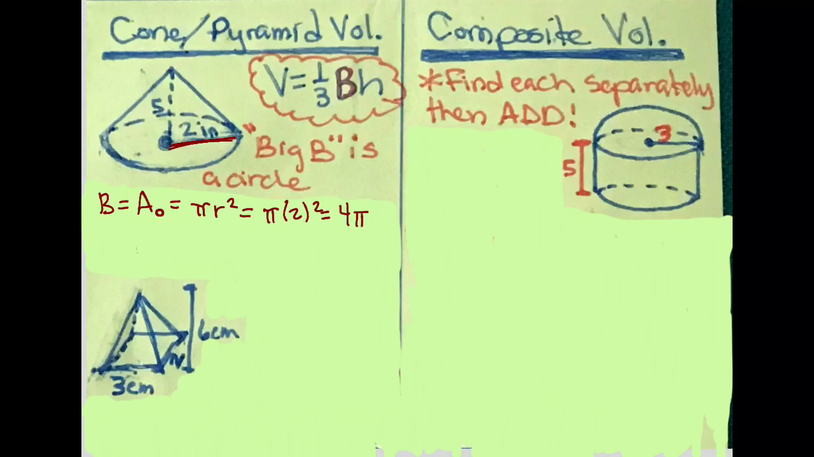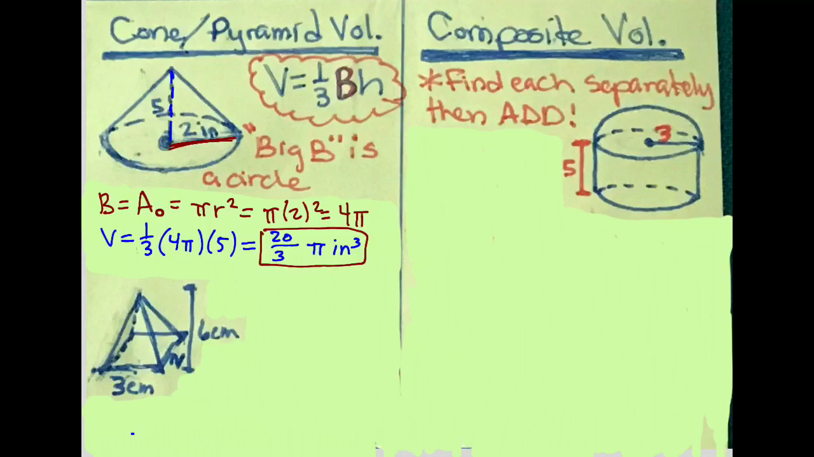Now if we substitute that into our formula, we have that the volume is equal to 1/3 our big B, which is 4 pi, times the height of the cone, which they have marked as 5. So that is equal to the exact answer of 20/3 pi inches cubed. So that is our final answer for the volume of a cone.